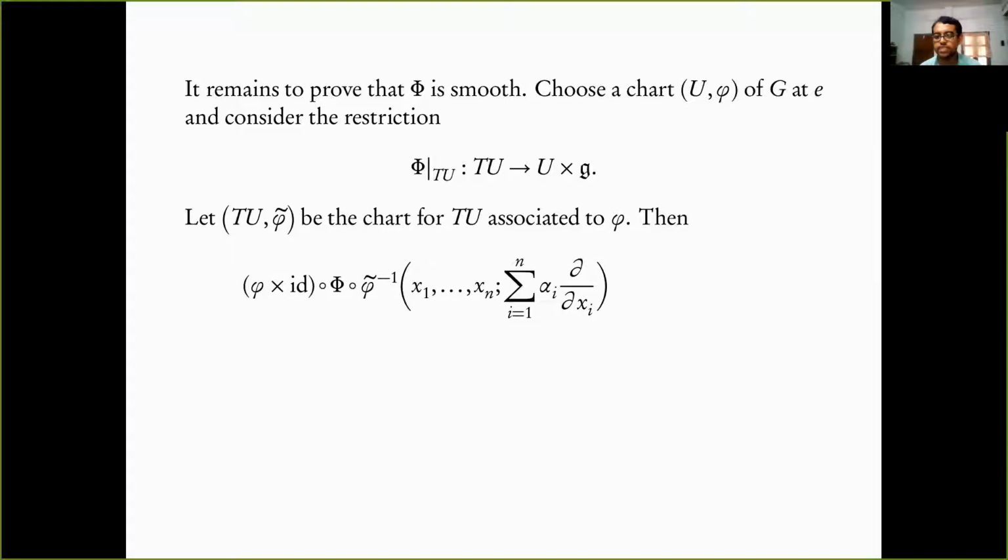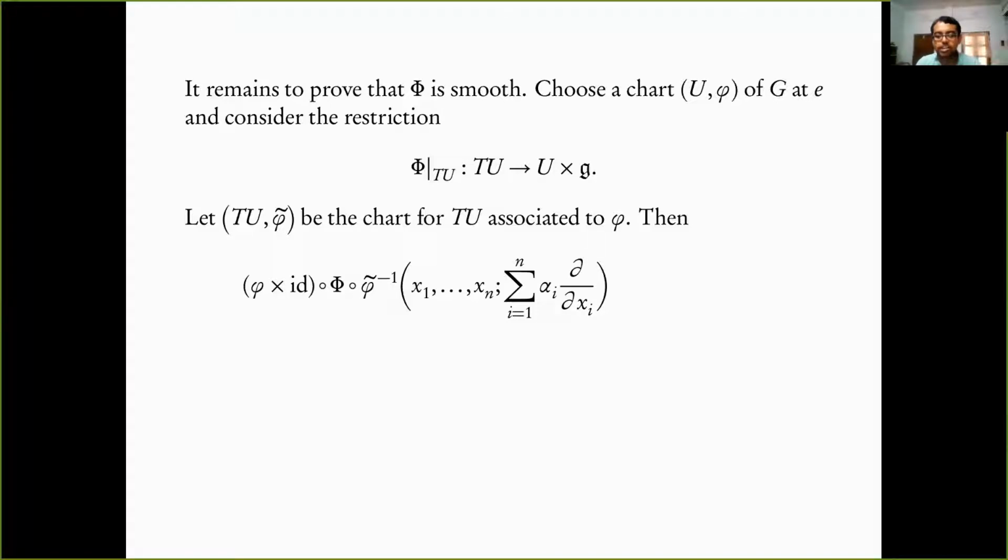So x1, x2, xn is not the coordinates, it's not the points in M. x1, x2, xn is what you get by applying phi to a point P in U. Right? Does that make sense? Yes, sir. So I'm just saying everything is Rn cross Rn.